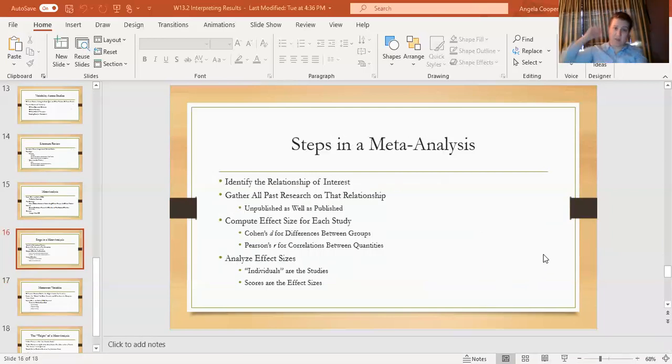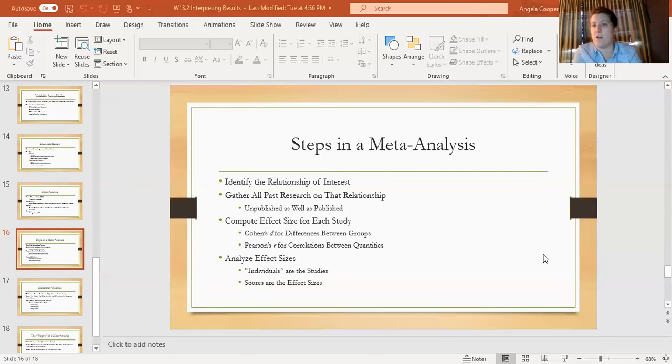So how do you do this? Well, first you have to identify the relationship of interest. If you're going to be gathering all the research, you need to know what research you're gathering. Once you identify that relationship that you're looking into, then you start gathering all that research. This is published as well as unpublished. That's where it can be difficult. That's where you start getting into file cabinets and looking into those studies that weren't published, possibly because of the lack of statistical significance.